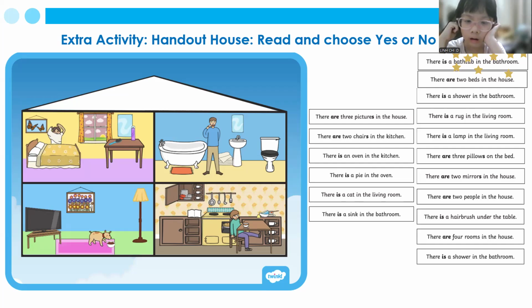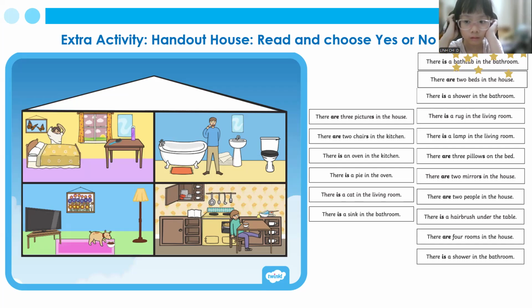No. Nice. Okay. Oh, actually, yes, very. How many people are there? There are three people. Very good. There are four rooms in the house. Yeah, that's right. Lastly, there is a shower in the bathroom. No.